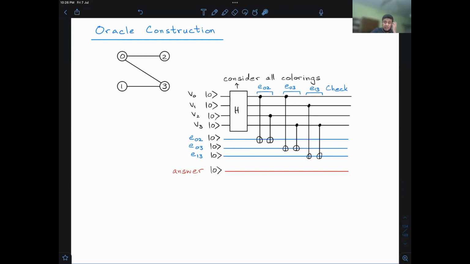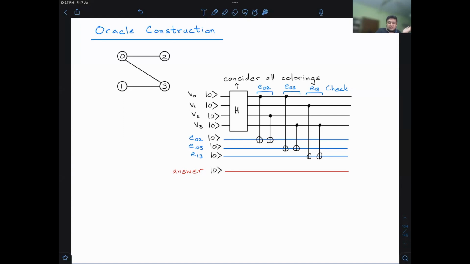Now, if this graph is bipartite, which indeed it is, then all these three edges should contribute to the cut, right? I.e., these two should be colored differently. These two should be colored the same. These two should be colored the same. This is one partition. This is one partition. My algorithm is saying, hey, let's consider the uniform superposition of all colorings. Within them will be this partitioning, this coloring as well. When you do the edge check for it, all these three qubits should evaluate to 1.